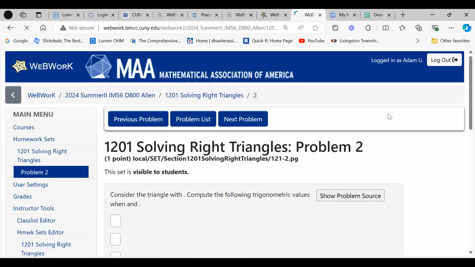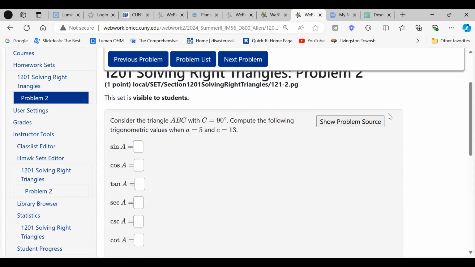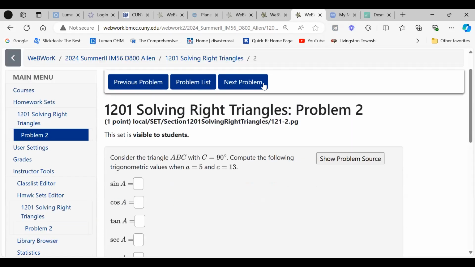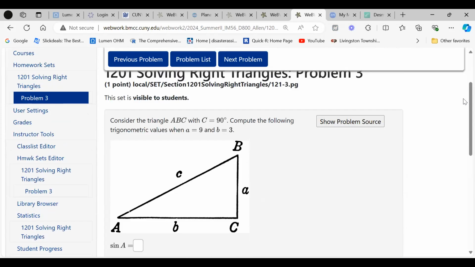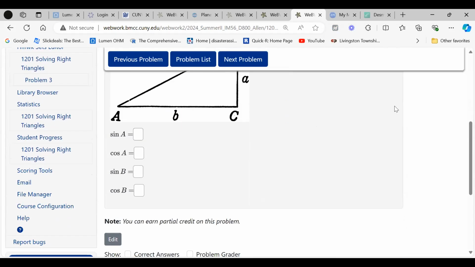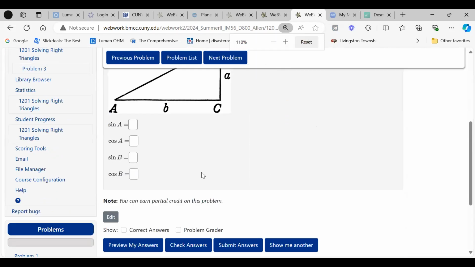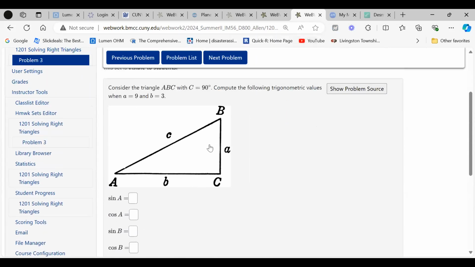Let's look at the next problem. This is a similar one, so we're going to skip this; you guys can try it. Now let's look at this one right here. You want to find sine A, cosine A, sine B, cosine B, given A is 9 units and B is 3 units. I'll let you guys try this.